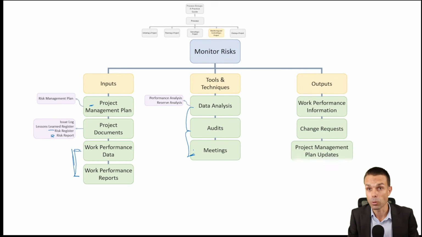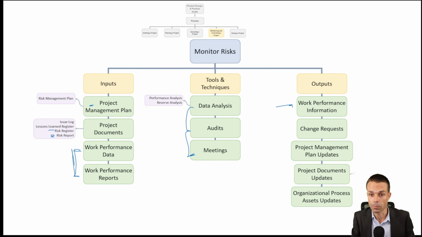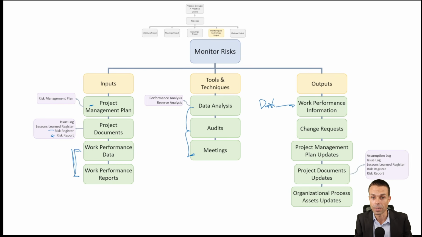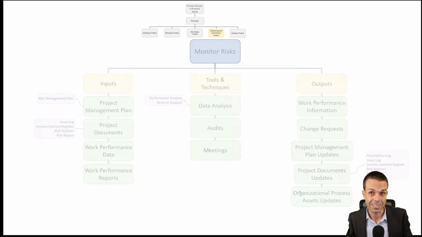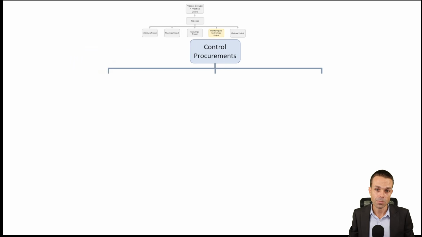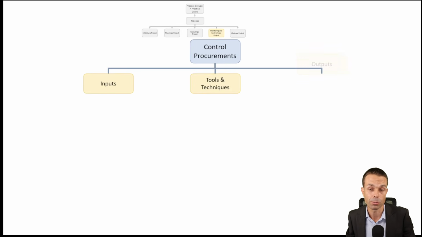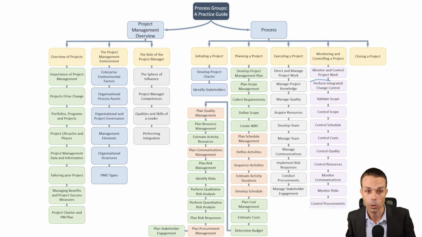And the outputs that we have are the work performance information. So turning that data into information that we can use to make a decision. Change requests, project management plan updates, project document updates, and organizational process assets updates. Now we want to control procurements when we're controlling and monitoring our project.